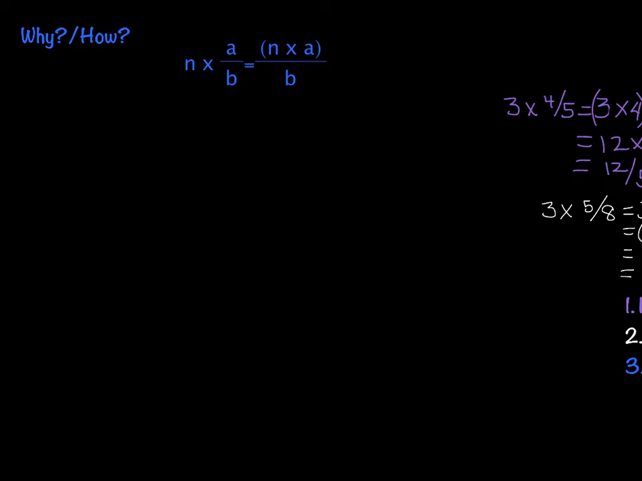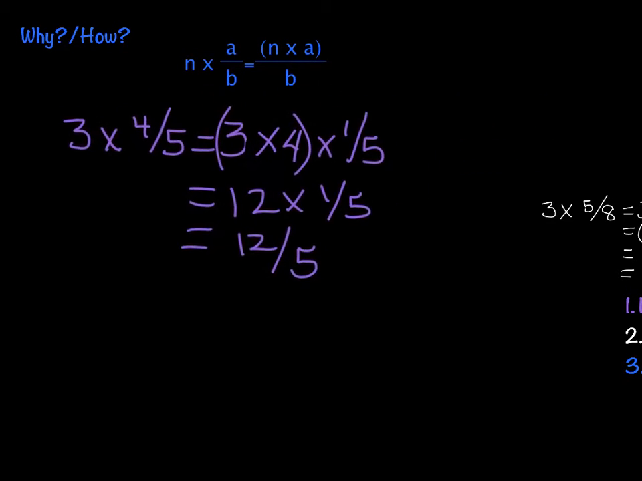So I have an equal sign here because what we're going to do is take this whole number times the numerator, so that's why this says N times A, and then we're going to put that over the denominator, which is B. So let's take a look at what that all means.